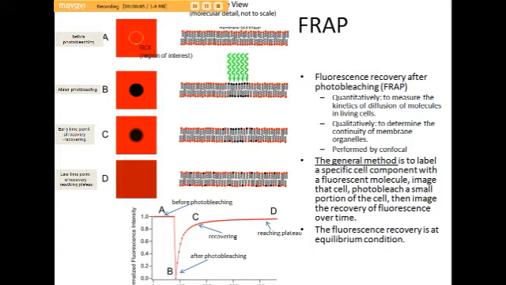In the following lecture, I'm going to discuss the F techniques. We're going to focus on 4 F techniques: FRAP, FLIP, FRET, and FLIM. Let's first start with FRAP. FRAP, F-R-A-P, stands for fluorescence recovery after photobleaching.